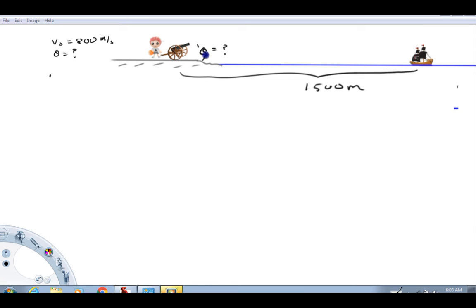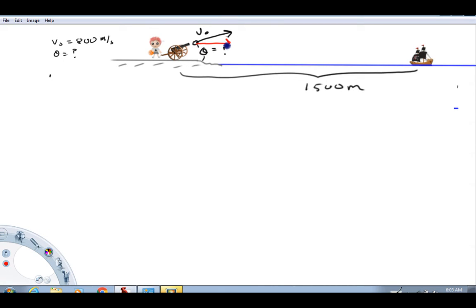The first thing we need to do in a projectile problem is consider the initial velocity vector. The cannonball is going to leave the cannon, and its initial velocity vector is going to be up and to the right. In this example, the magnitude of that velocity vector is 800 meters per second. When working projectile problems, typically we analyze the x and y motion independently. So we need to take that velocity vector and break it down into its horizontal and vertical components.